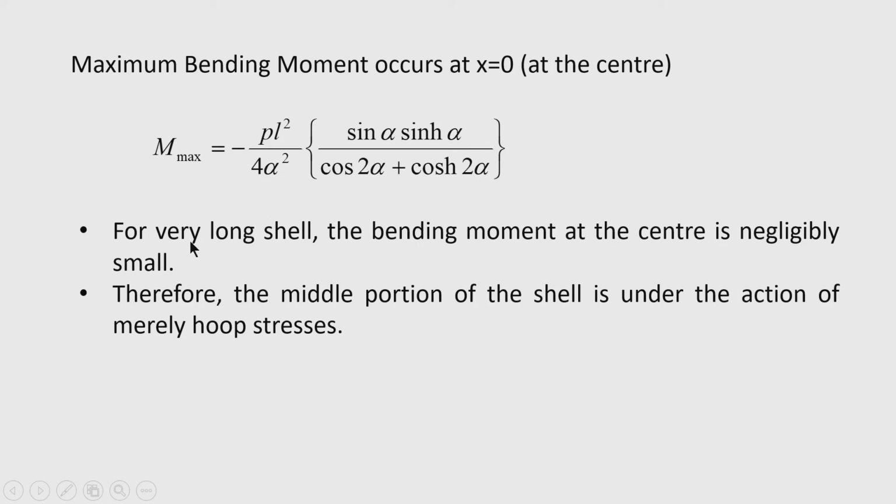So, one interesting thing you can see that again if alpha is large, that is for very long shell, this quantity approaches 0 or becomes very small quantity. So, therefore, for very long shell, the bending moment at the center is negligibly small. So, that it is observed very clearly from this expression if cos hyperbolic 2 alpha is large. Therefore, the middle portion of the shell is under the action of merely hoop stresses, and in the middle portion of the shell and its vicinity the membrane state of stress exists. So, that is an important conclusion for very long shell.